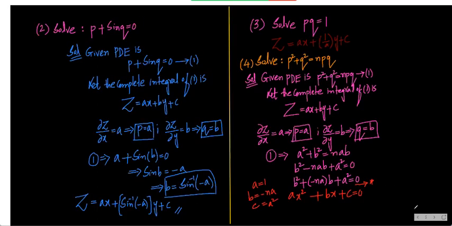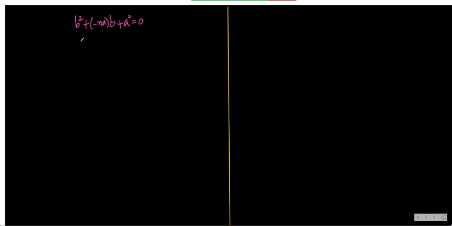So the question is b square minus na times b plus a square is equal to 0. You can see here we got the values of a, b, c. a is 1, b is minus na, c is minus a square. So then I want to write the formula.